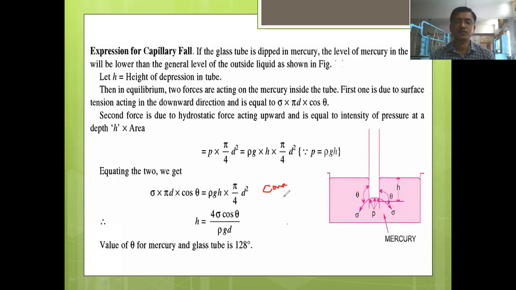Now, the contact angle of mercury and water is the angle theta, and this angle theta is generally taken as 128 degree. Sometimes in a problem they will give it as 130 degree or 129 degree. So this value you can keep in mind. So draw this diagram and write down this formula and this value. Do it fast.